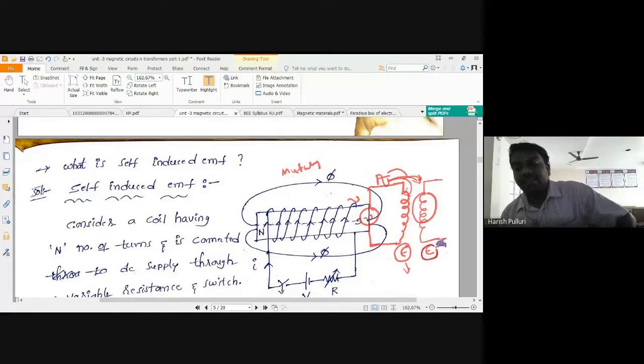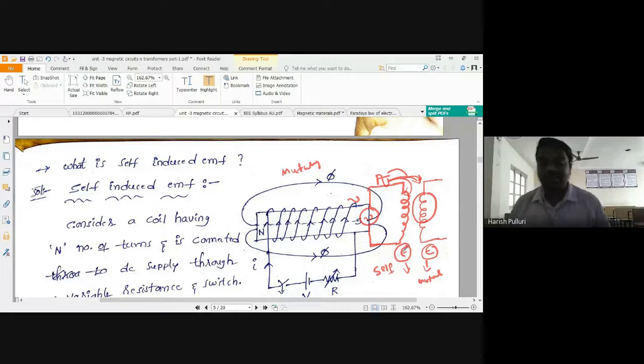Again EMF is induced. So we want the change in flux, whether it is related to the same circuit or another circuit, we don't bother. When there is a change in flux linking the coil, EMF is induced. Now this EMF we call mutually induced EMF, and the earlier one we call self-induced EMF.